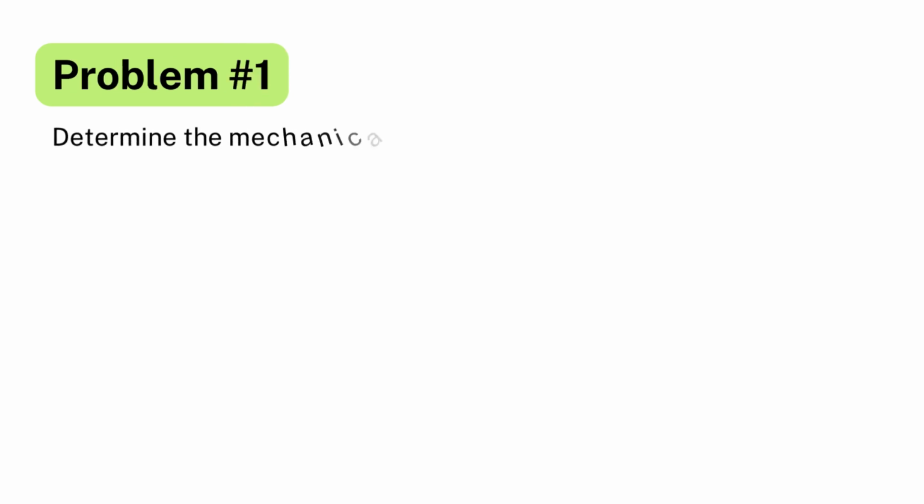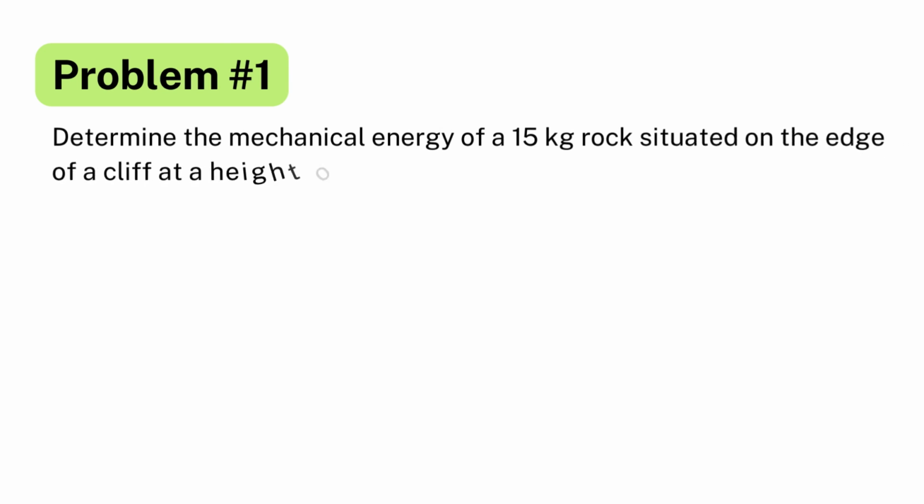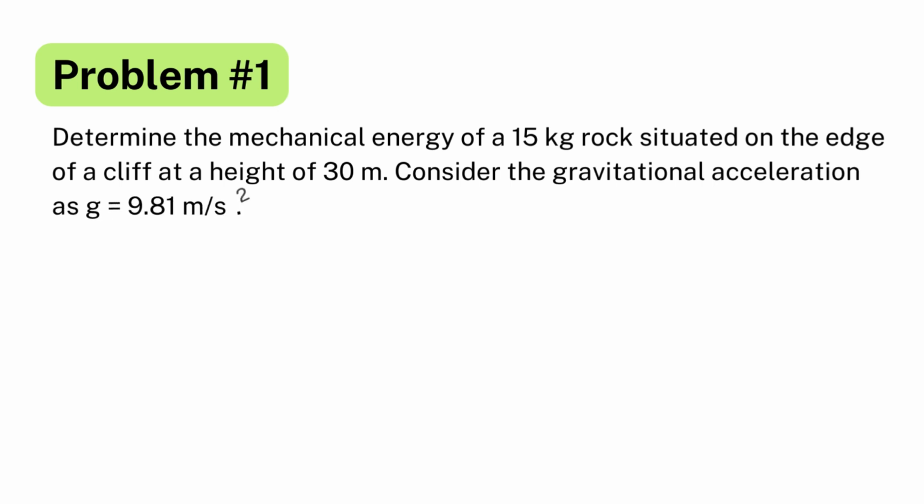Determine the mechanical energy of a 15 kilograms rock situated on the edge of a cliff at a height of 30 meters. Consider the gravitational acceleration as g is equal to 9.81 meters per second square. Write down the given information, plug in the values into the formula, and find the mechanical energy as requested.